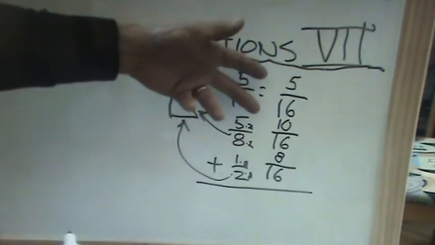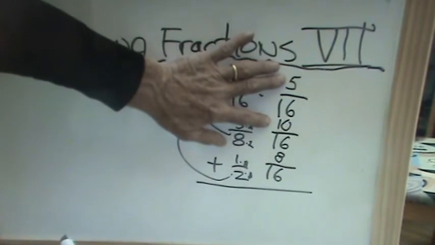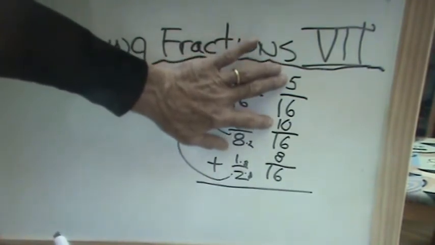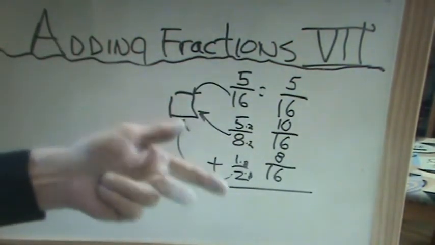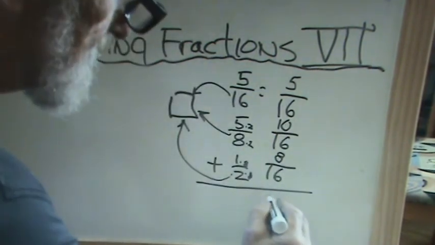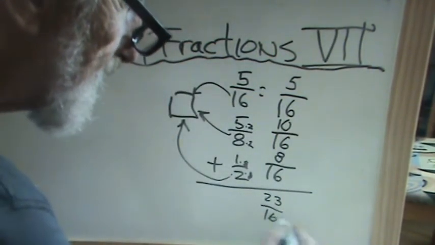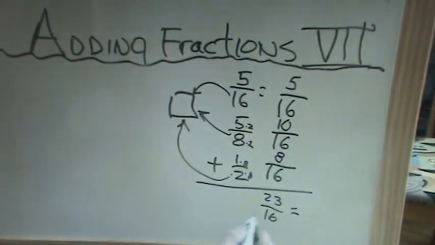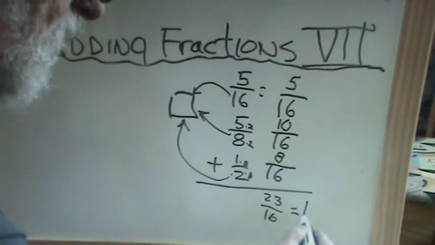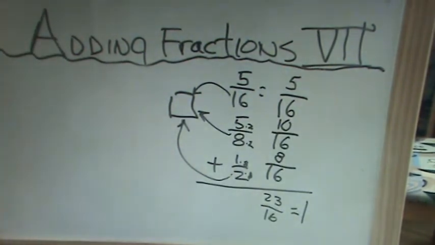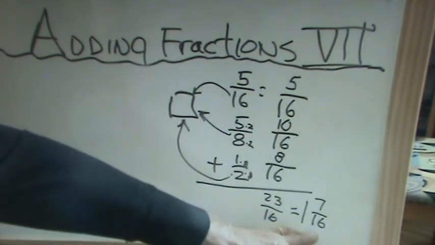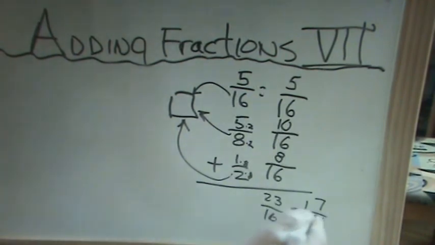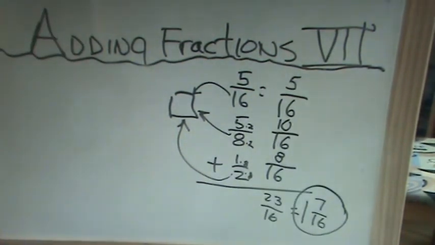Well, now I have all the denominators in 16ths. So now I can just add. 5 and 10 is 15. And 15 and 8: 15, 16, 17, 18, 19, 20, 21, 22, 23 sixteenths. And we have the improper fraction, so we have to change it. 16 goes into 23 one time, and what's left over? 16, 17, 18, 19, 20, 21, 22, 23, and 7 sixteenths. And then I say to myself, is this in its lowest name? And yes, it is. So 1 and 7 sixteenths is our answer.